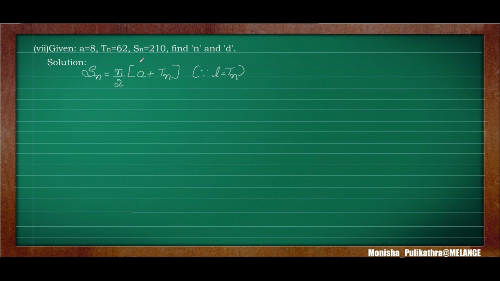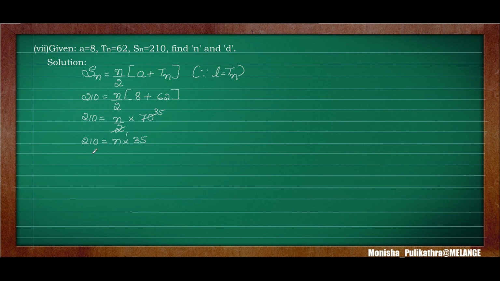Okay, here Sn is given as 210, so write 210. n we need to find out, so write as it is. Next, a is 8 plus Tn is 62. So 210 is equal to n by 2 into 62 plus 8, which is 70. Next divide it: 2 ones are 2, 35s are 70. So in the next step, 210 is equal to n into 35.